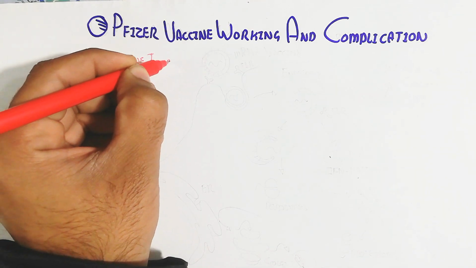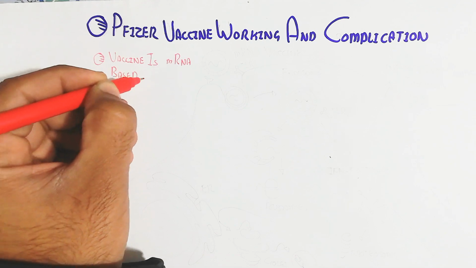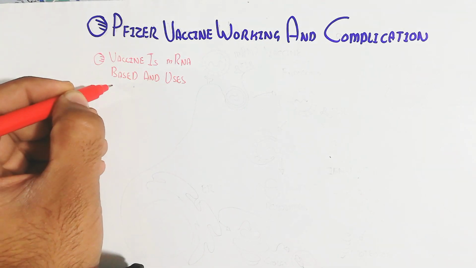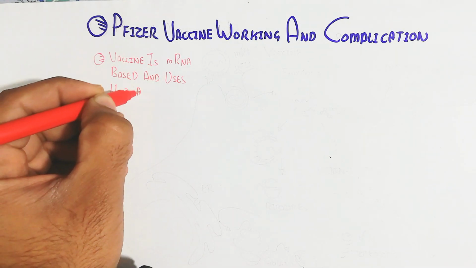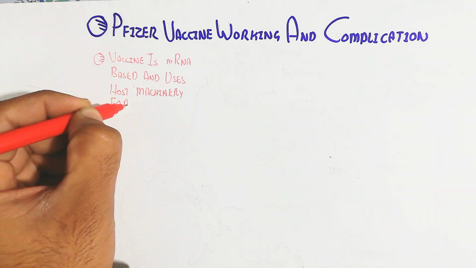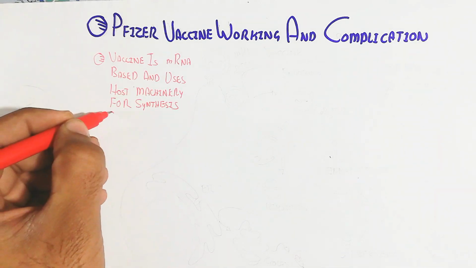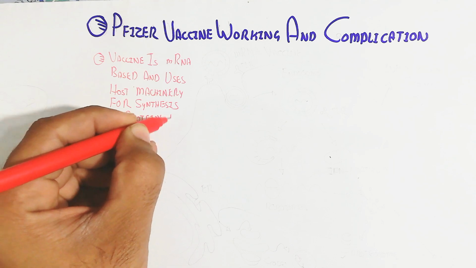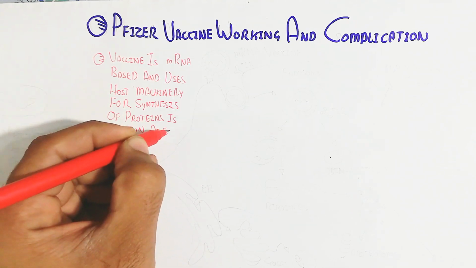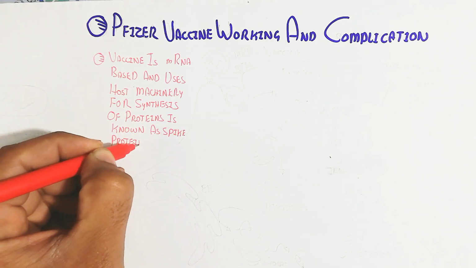So first of all, we will understand about the working of the Pfizer vaccine. Then we will understand about the complication and how it is possible. The vaccine is mRNA based and uses host machinery for synthesis of a protein known as the spike protein.